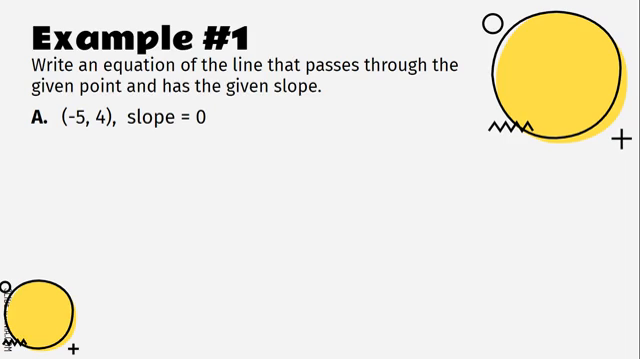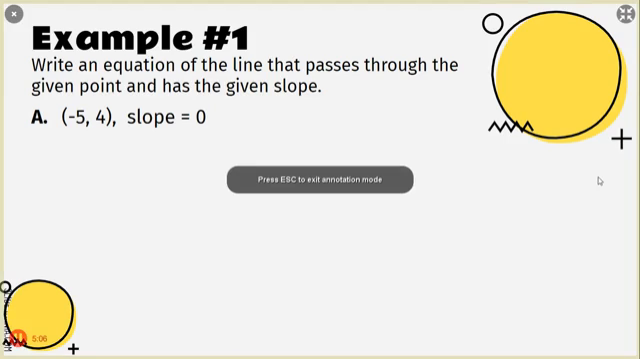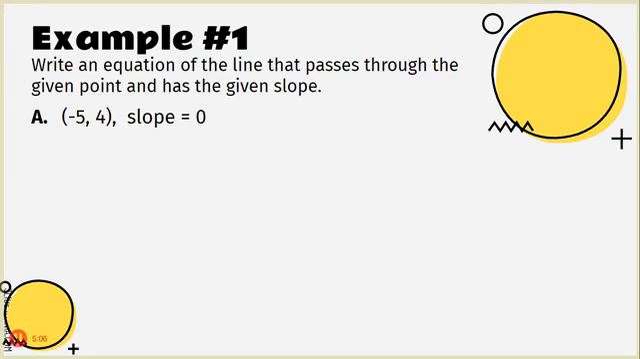So we're going to put this into practice. Write an equation of a line that passes through the given point and has the given slope. So I'm looking at my information. I've been given a slope of 0. So automatically, because I've been given a slope of 0, I know that this is a horizontal line.